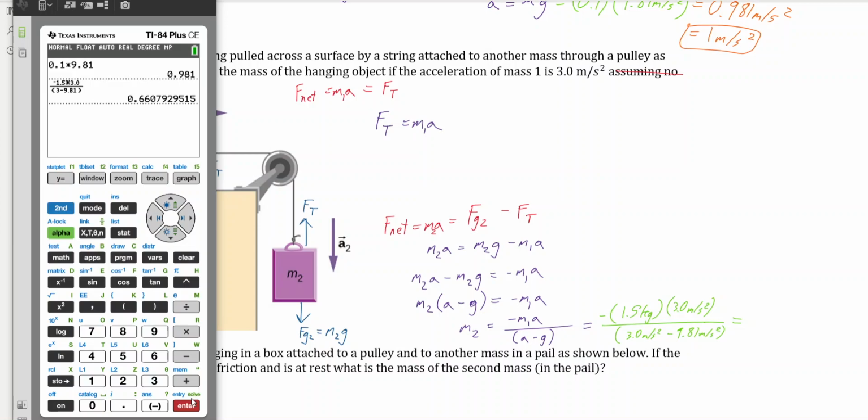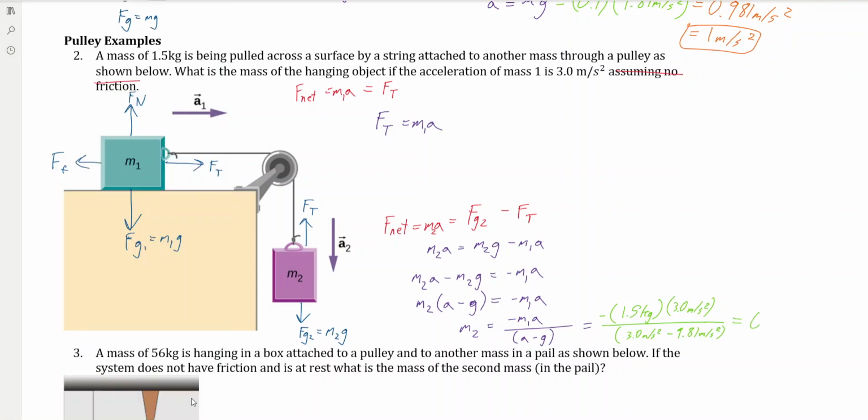So our second mass is 0.66079 kilograms. Oh, I should have done that in orange. 0.66079 kilograms. And because of sig digs, that's 2 sig digs, so 0.66 kilograms.